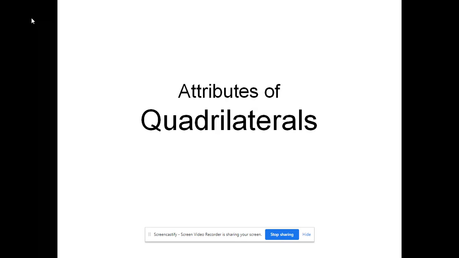It's closed. You're exactly right. Closed figure. All right. Well, quadrilaterals add one more characteristic or attribute to that. They have four sides. So they're polygons with four sides. All right. Let's look at a few.